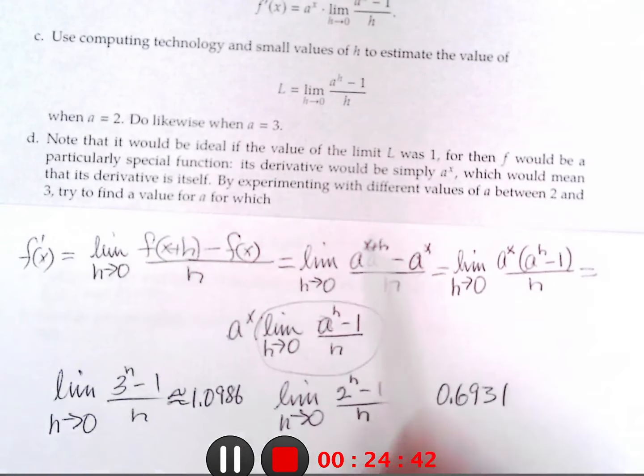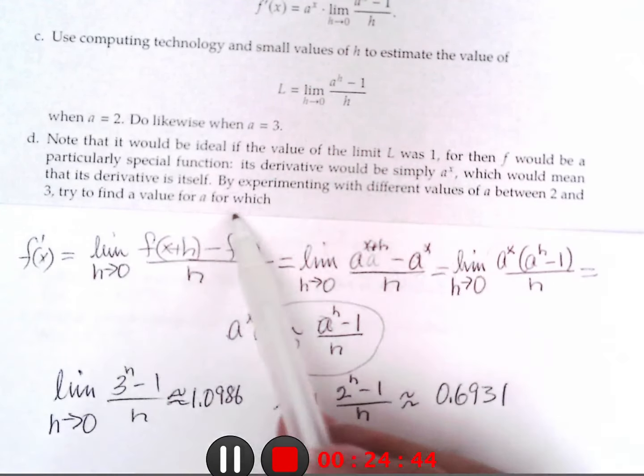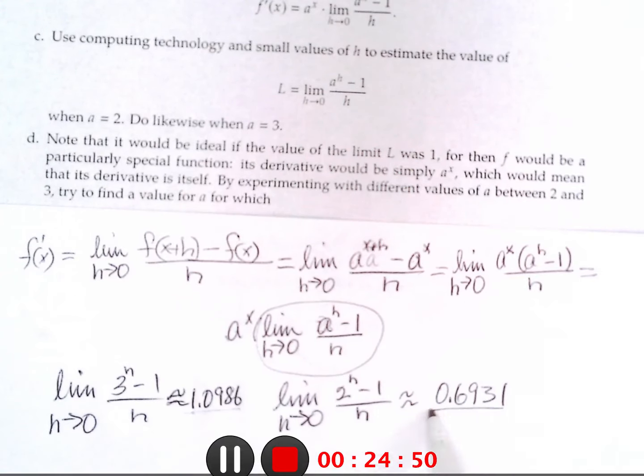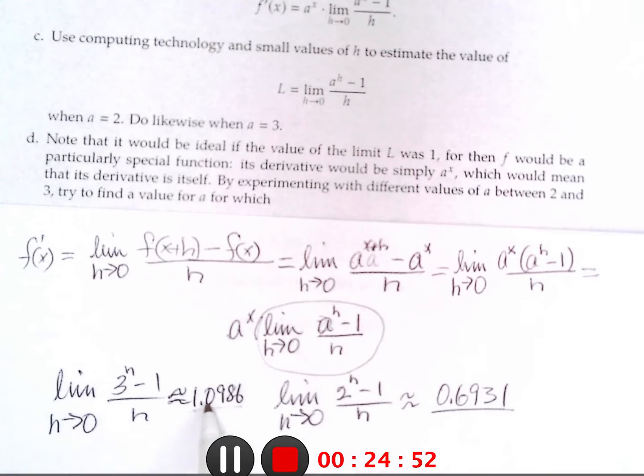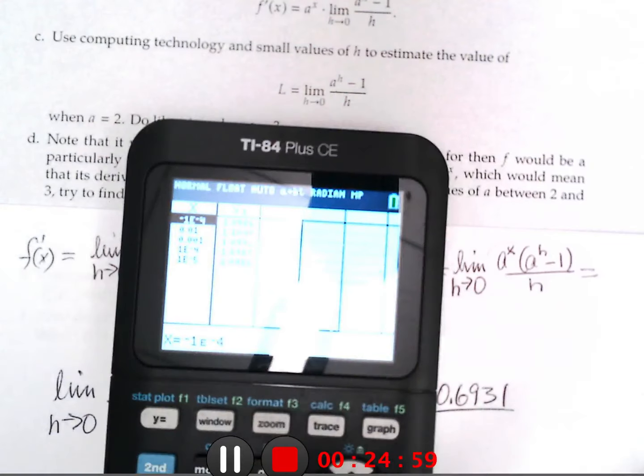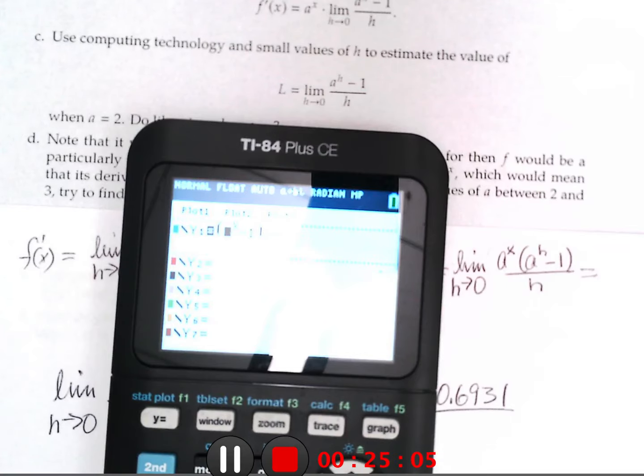It says, wouldn't it be nice if we could get 1? This came out to be more than 1. This came out to be less than 1. This is really close to 1. 3 was pretty close. 2 was further away. So let's try a number in between. Let's try, this is what they were hoping you would do. Try something like 2.8.